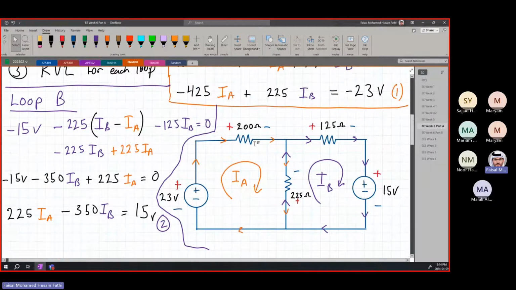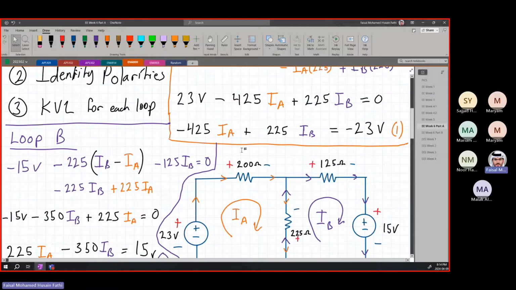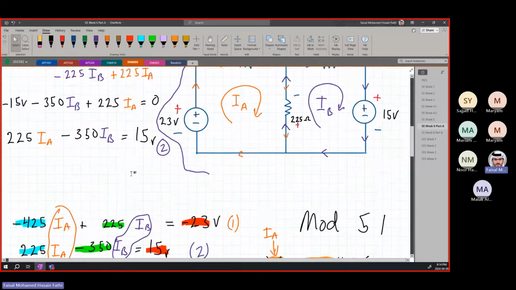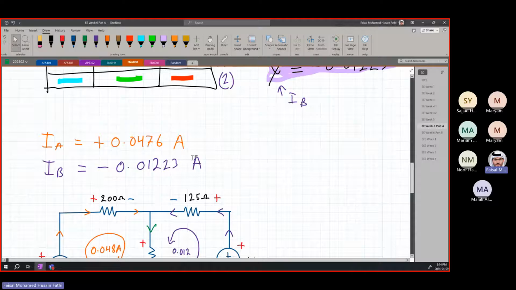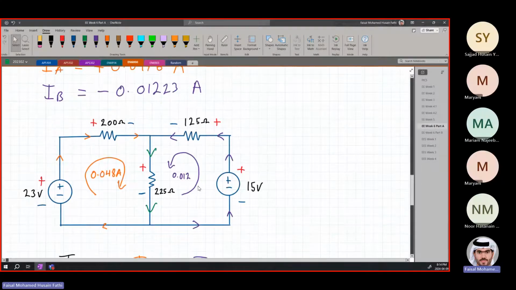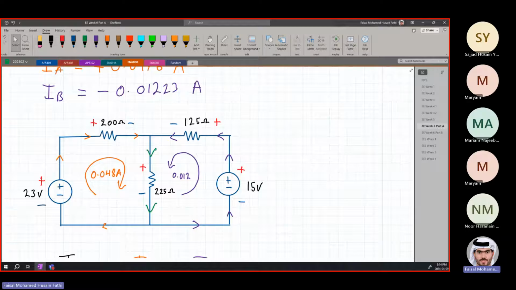Once you find that out, you're going to come out with two equations. You will solve the simultaneous equations. You can use mod 5.1 on the calculator to find it very quickly. And then you will be getting your values. Once you get your values, we are going to find the current, and we're going to do the voltage, and draw our final circuit the way it is supposed to be.